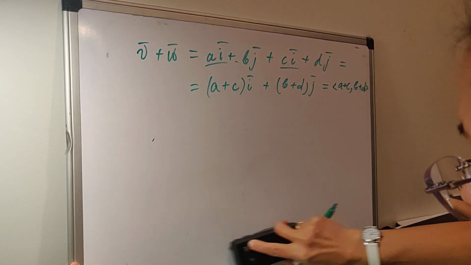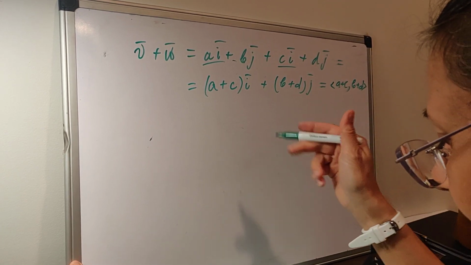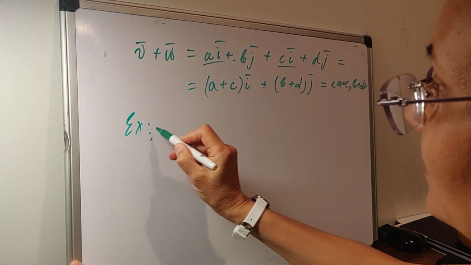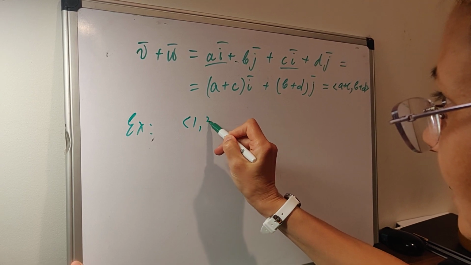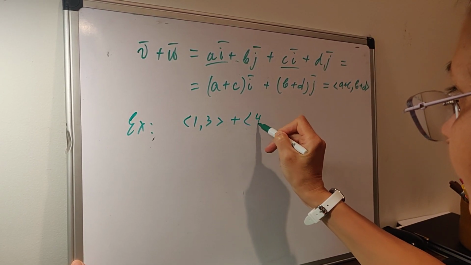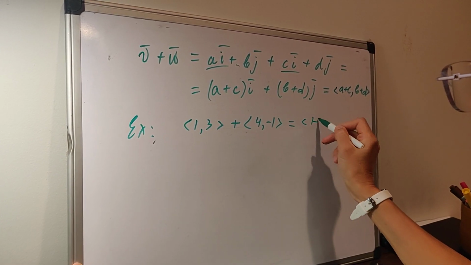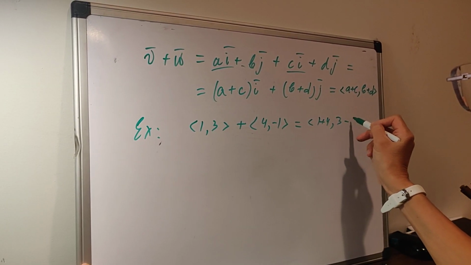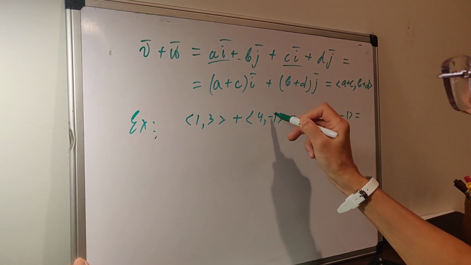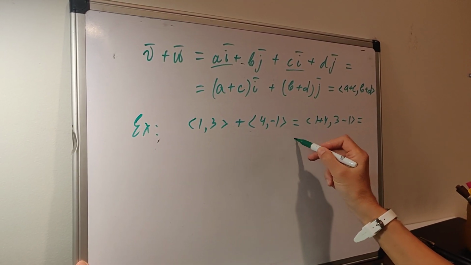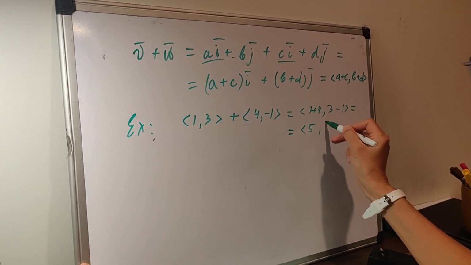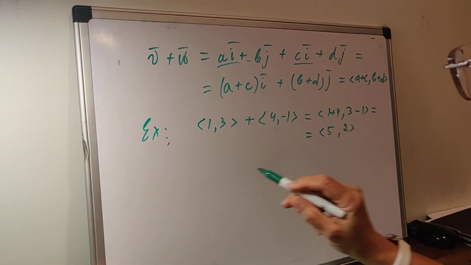Let's consider a couple of examples. So I'm going to add some vectors. Let's add vector (1, 3) and vector (4, negative 1). I'm going to add x coordinates, 1 plus 4, and y coordinates, 3 minus 1. Yeah, this one has minus, so we're going to actually subtract it. The resulting vector is going to be (5, 2), right?